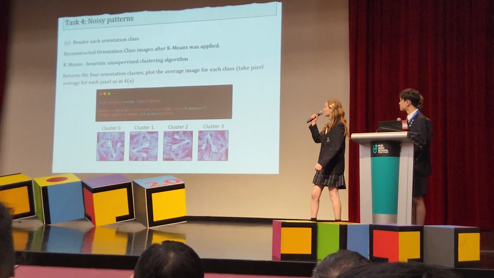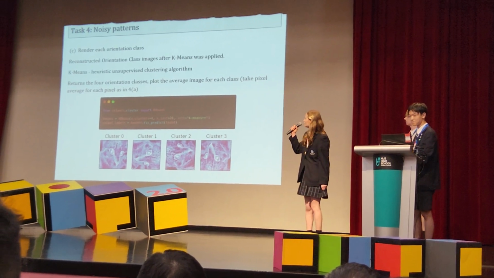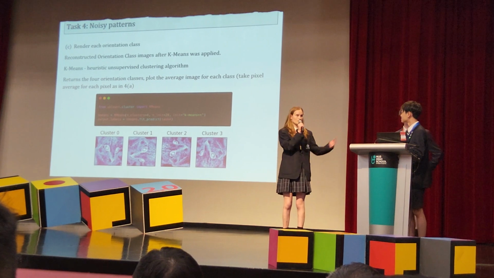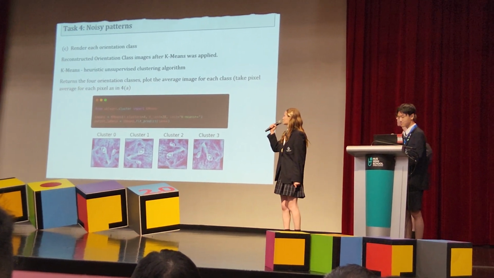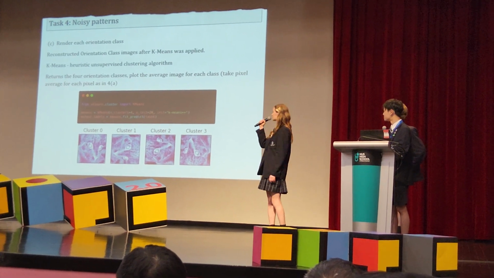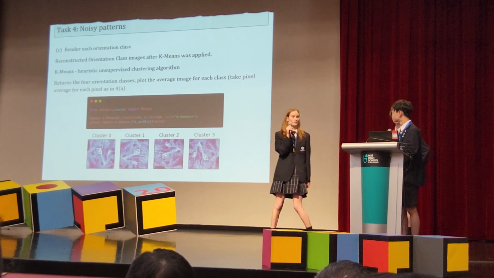Okay, to plot each orientation class, you have to apply k-means, which is a heuristic unsupervised clustering algorithm, which we'll describe in a second. This will return the 4 orientation classes, so we'll separate them out into those 4 orientation classes, and then you just plot the average image for each class like we just described.